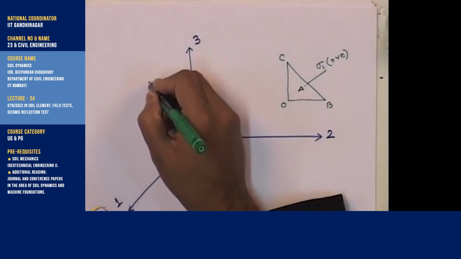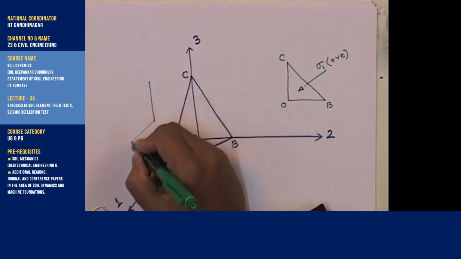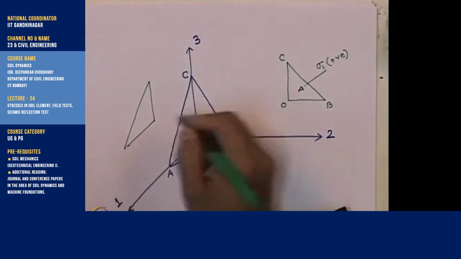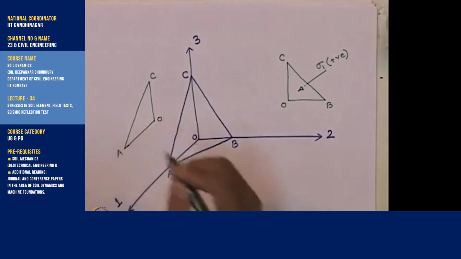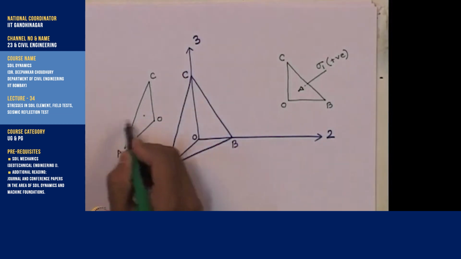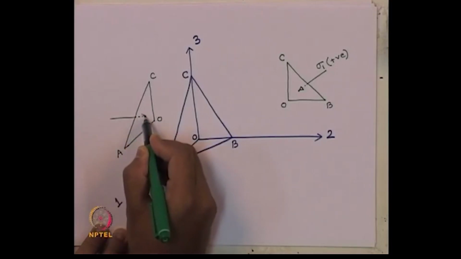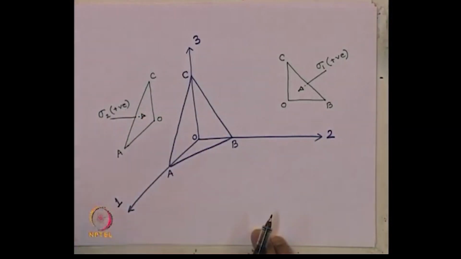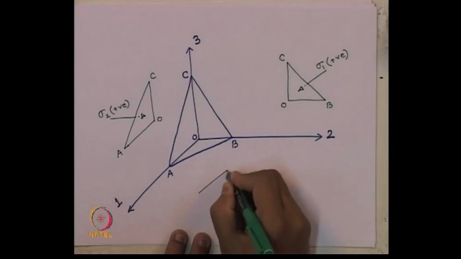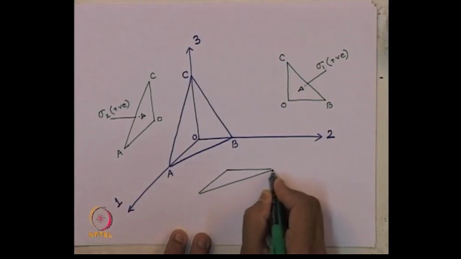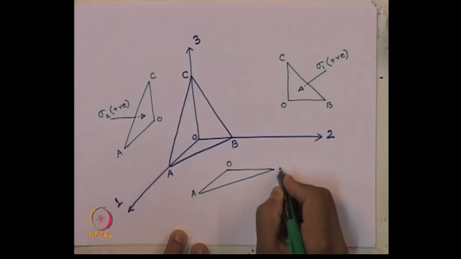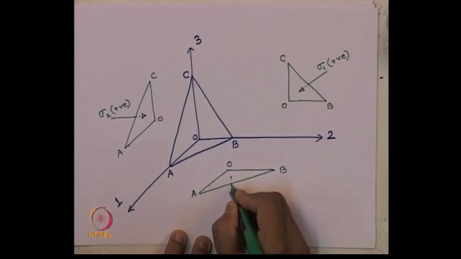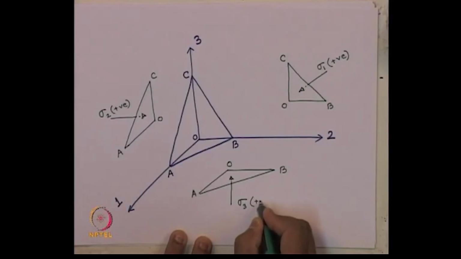Now, on this plane O, C, A, here we are considering sigma 2 as the principal stress in the direction of 2, and on this plane O, A, B, let us say this is sigma 3, this is the positive direction.